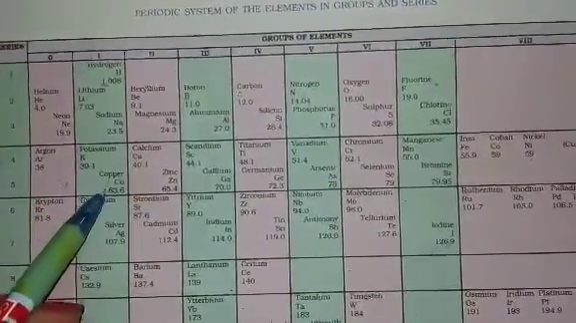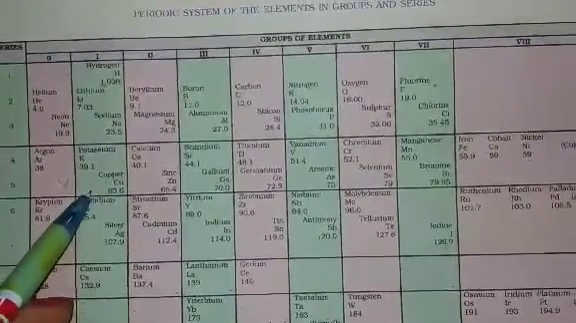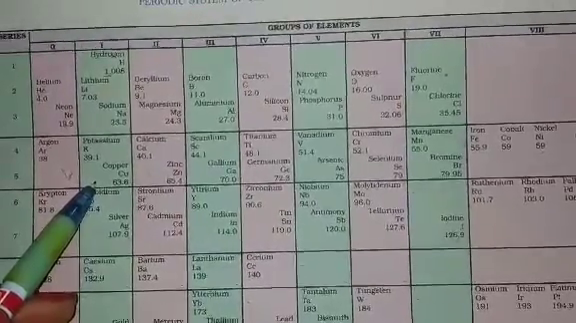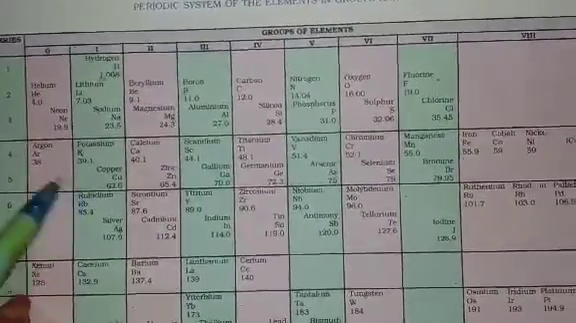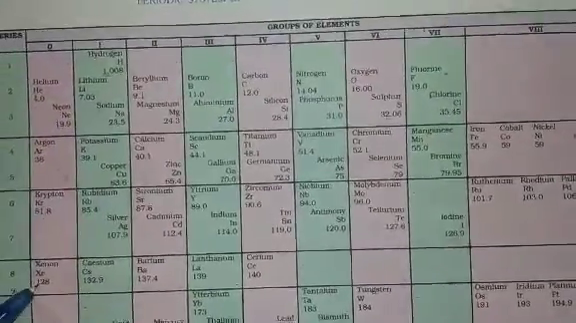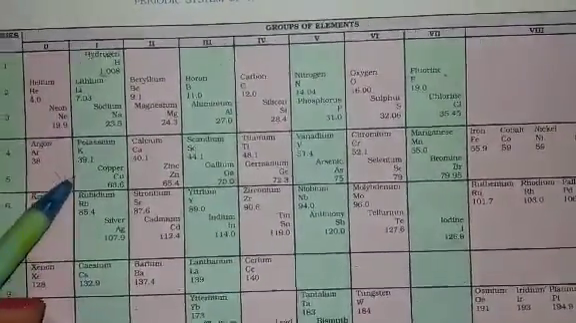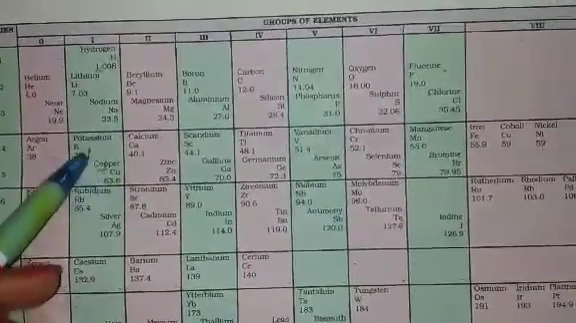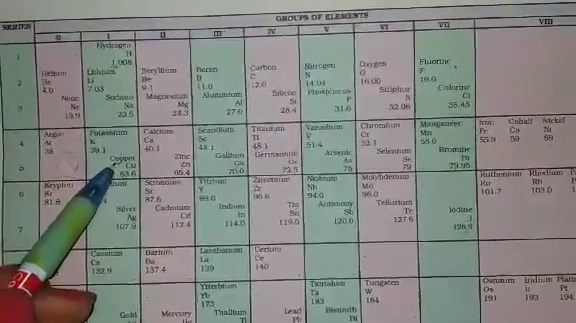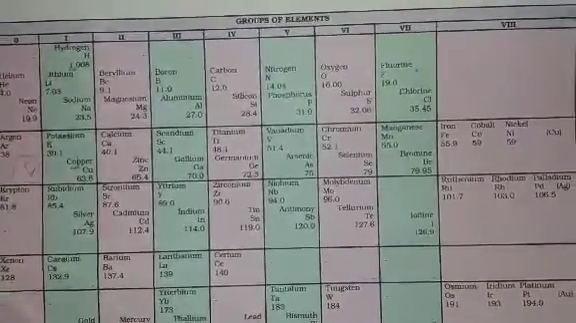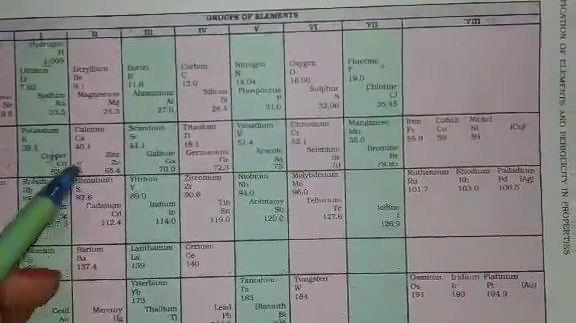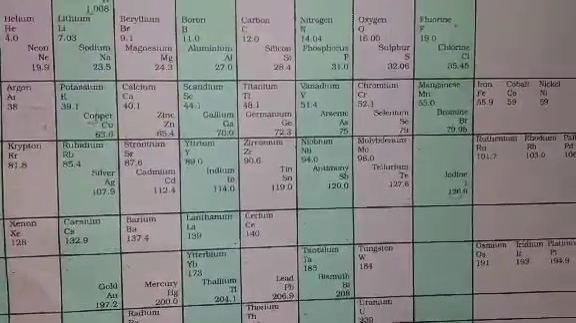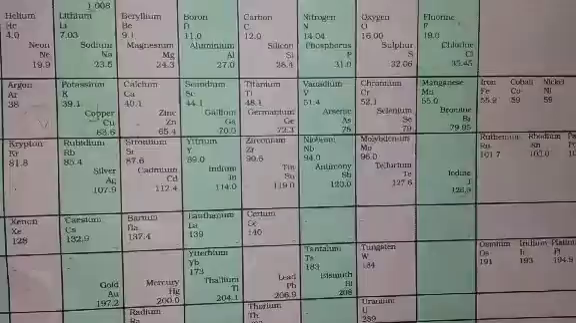So he concluded that copper is a metal and had properties which were different from the noble gases. Helium, neon, argon, krypton, and xenon are the noble gases. So copper should have been here, but he shifted copper from here to here and placed it in group 1. Similarly, he left spaces after calcium. There are many spaces found in Mendeleev's periodic table.